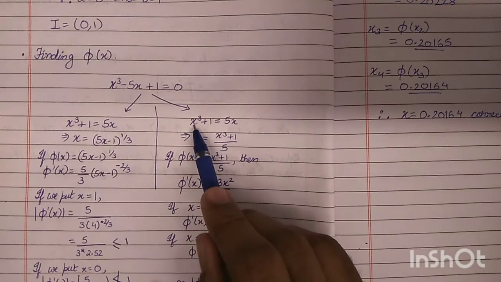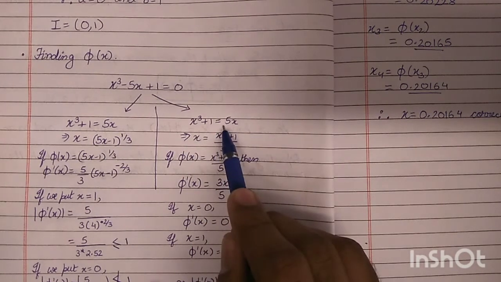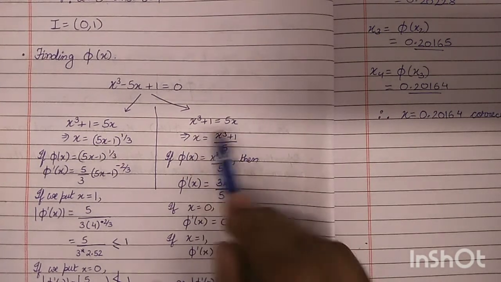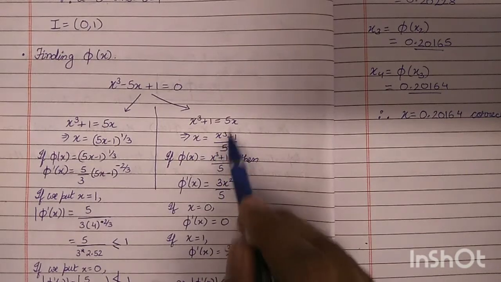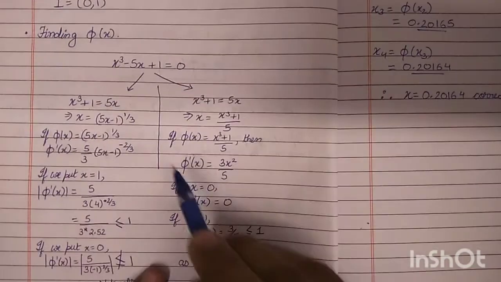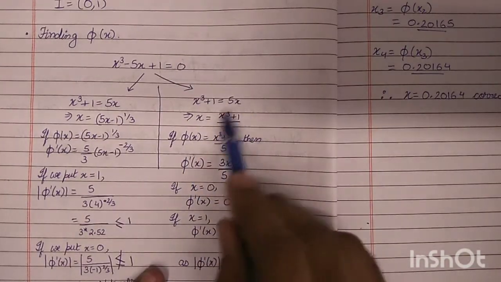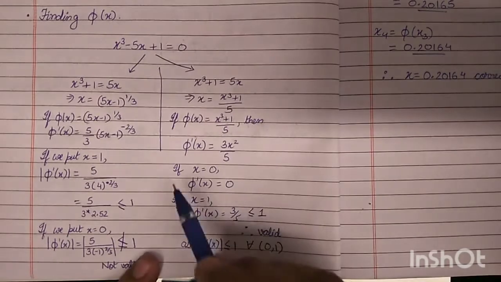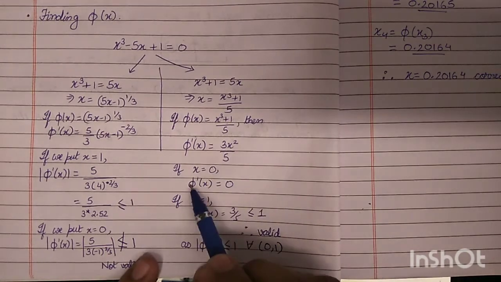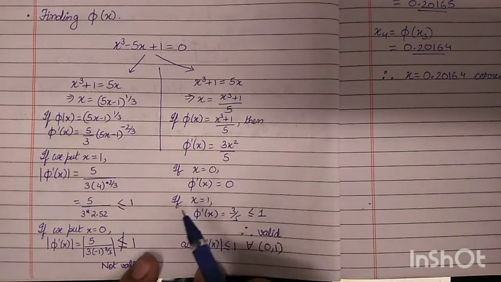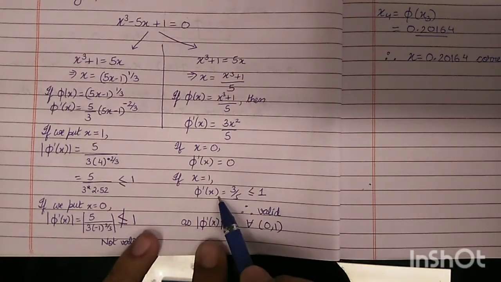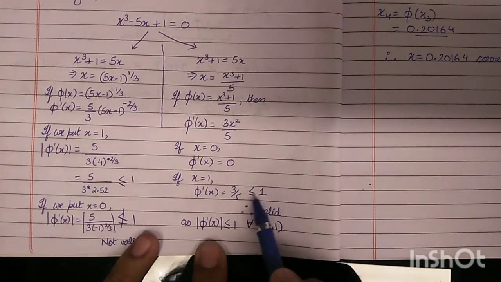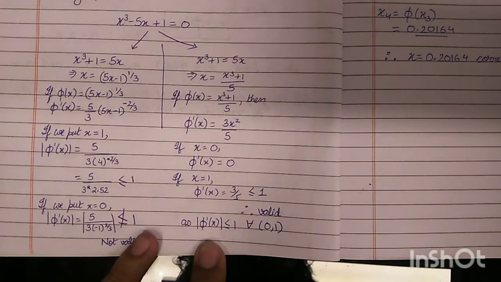That is, again you can write x cube plus 1 is equal to 5x, then bringing this 5 down, we have x is equal to x cube plus 1 by 5. Now if we consider this equation as our phi of x, our phi dash of x will become 3x square by 5. Now if we put x is equal to 0, we have phi dash of x is equal to 0, and if we put x is equal to 1, our phi dash of x is 3 by 5, which is definitely less than or equal to 1.